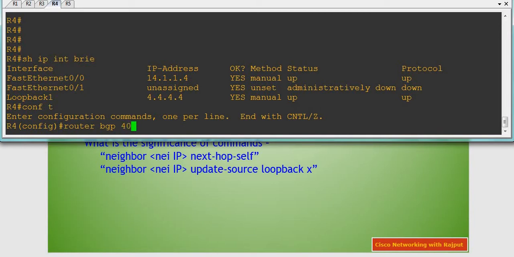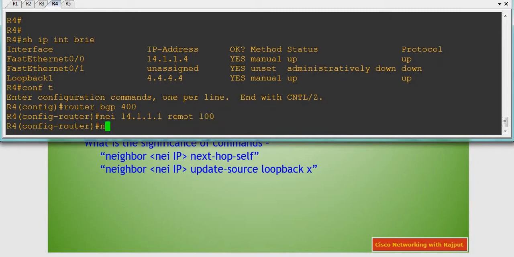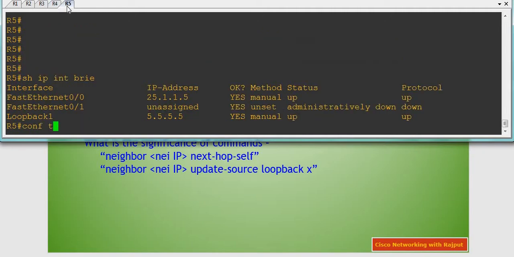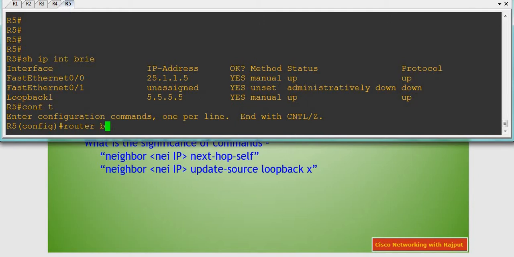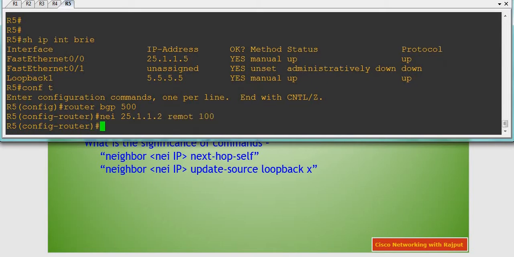Router BGP 400, neighbor is 14.1.1.1, remote AS 100, network, mask will be /32. On router 5, router BGP 500, remote AS 100, network will be 5.5.5.5.